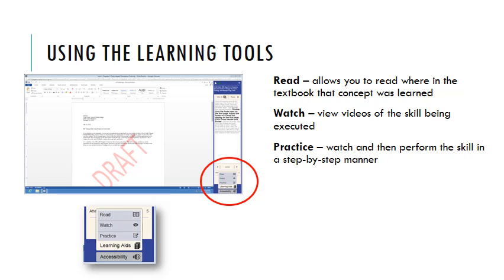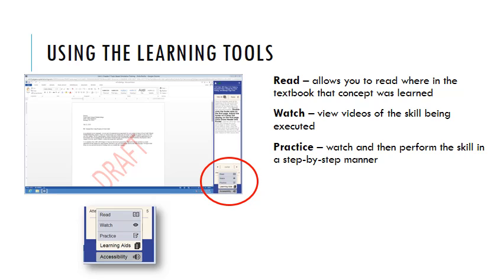If you just don't know how to complete the instruction, if you can't remember what you read or what you did in the chapters, there are 3 learning tools that you can use to help you with that skill. The first one is the read learning tool. At the very bottom or to the right of your screen, depending on where that appears, you'll see the learning aids button. If you click on the learning aids button, that's when you see the first learning aid, which is called the read, and that basically allows you to read where in the textbook that concept was learned.